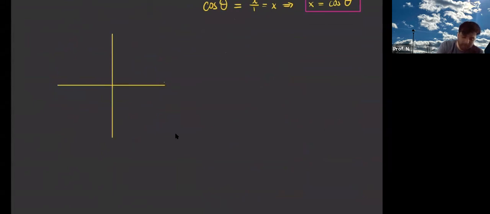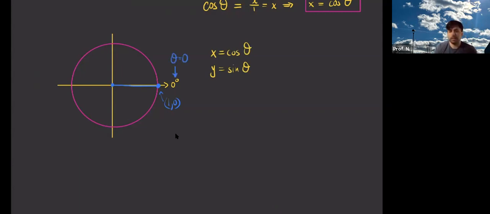So this is 0 degrees for me. And I have the unit circle. And the terminal side that I care about is this here. Well, I know these coordinates, right? 1, 0. But what else do I know? I know that x equals cosine theta, y equals sine theta. What is theta here? Theta is 0 degrees.